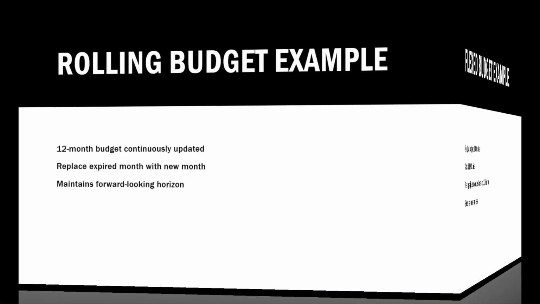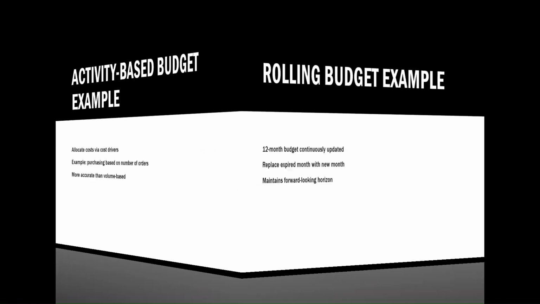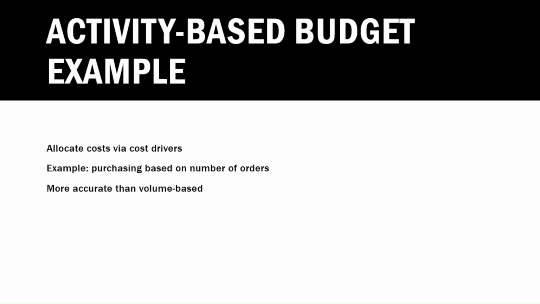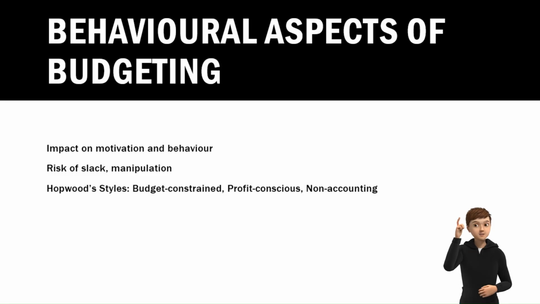Rolling budgets extend the horizon and ensure management always looks ahead. Activity-based budgets link costs to activities such as machine setups, producing a more accurate picture of resource use. Budgets also affect behavior. They can motivate, but they can also lead to slack, manipulation, or short-termism. Hopwood identified 3 styles. The budget-constrained style emphasizes meeting short-term budgets.